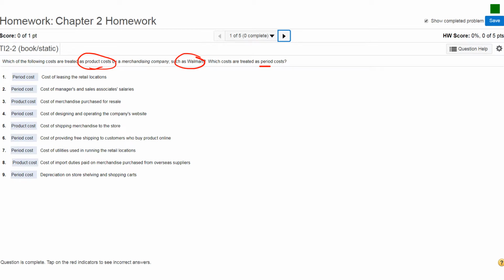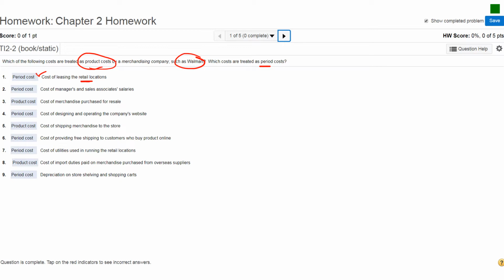So think of, again, your product cost for merchandisers typically is going to be your inventory that you're going to be selling. The period cost is going to be your selling expenses and your general admin. So numbers 1 through 9, here we go. It says cost of leasing the retail locations. That's the selling part of it, of the company. So that's going to be a period cost.